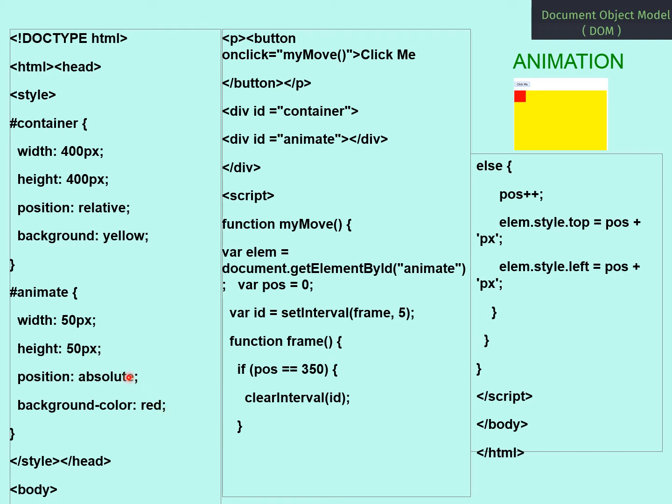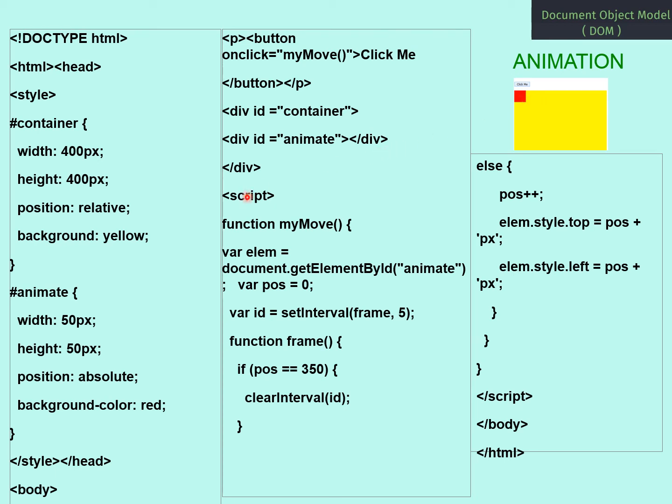Absolute means it will be related to the previous ancestor, it will be related to the ancestor elements. Its ancestor is div container. So what happens is inside this particular div area, a new div is created in red background.